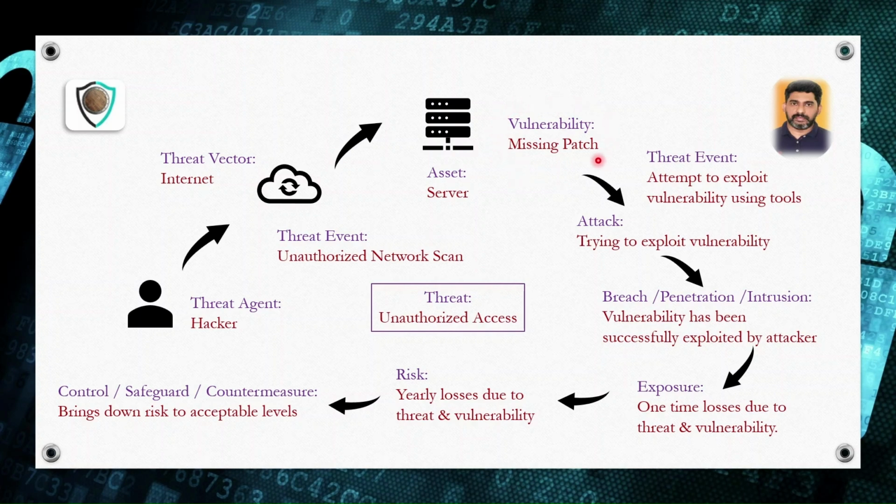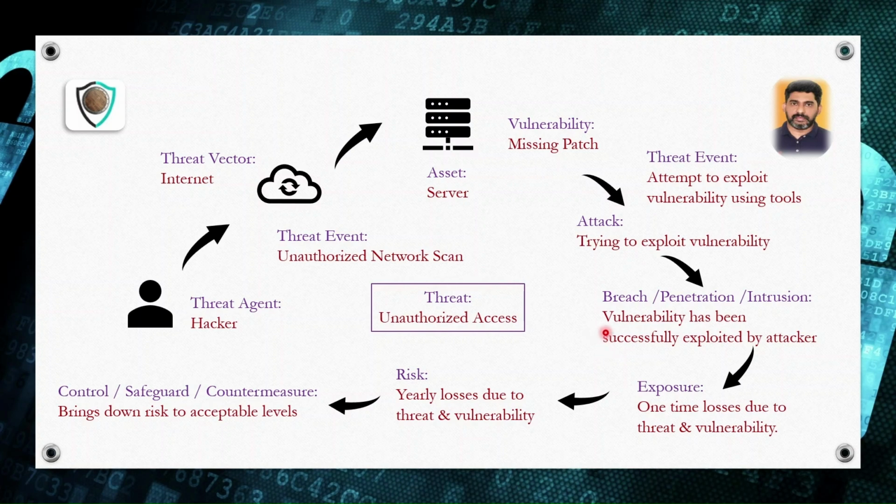Now this vulnerability has to be exploited. So for that, the hacker uses different tools to exploit that vulnerability. So attempting to exploit that vulnerability using different tools, that is the threat event in this case. And when the attacker is trying to exploit the vulnerability, we call that an attack. The hacker or the threat agent has not yet succeeded in exploiting the vulnerability, but an attempt is going on. So when an attempt is going on to exploit a vulnerability by a threat, that is termed as an attack.